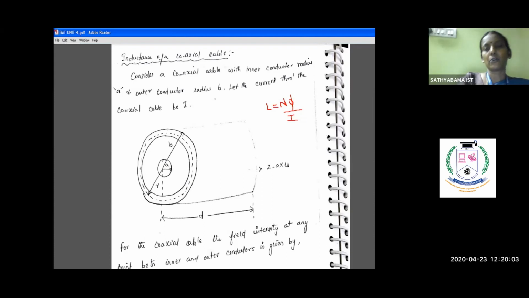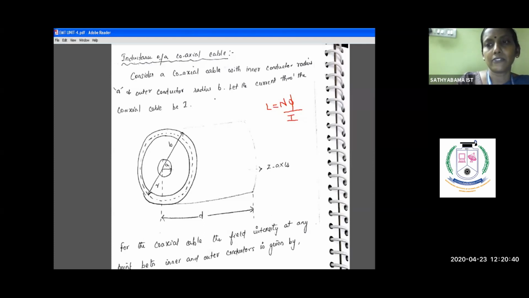And inductance of a coaxial cable. This might also be asked in the university question paper. So coaxial cable, we have two conductors here, one with a small radius of a and other with a larger radius of b here. And current carried by the cable, we are taking it as I here. So your radius R can be, limit of R can be from greater than a to less than b here. I think you have understood.